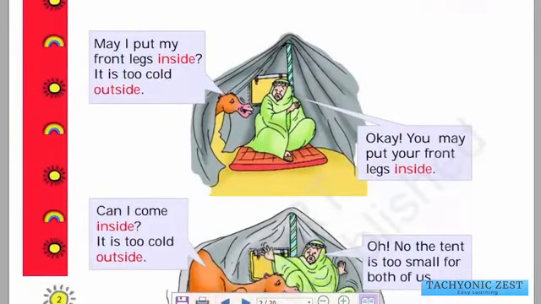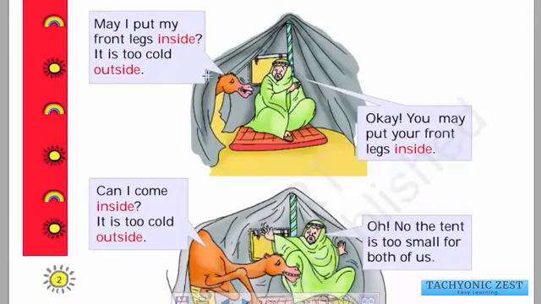Next, what happens is, in this picture we can see that the camel here has put his neck inside the tent. Then he asks the Arab, "May I put my front legs inside? It is too cold outside." So the camel wants to put his front legs inside the tent as well. This is the Arab who is sitting inside the tent, and this is the camel who has put his neck inside the tent, and now he wants to put his front legs inside as well. So the Arab says, "Okay, you may put your front legs inside," which means the Arab allows the camel to put his front legs inside as well.